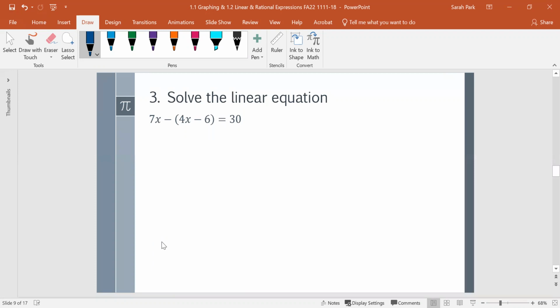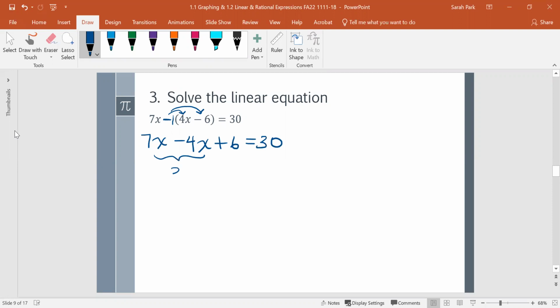This linear equation is 7x minus (4x minus 6) equals 30. When we have parentheses like this with a negative in front, sometimes it helps to think of it as a negative 1. We have to break the parentheses before we do anything else. So we distribute this negative 1 inside the parentheses. The 7x just comes down. Negative 1 times 4x is negative 4x. Negative 1 times negative 6 is positive 6, because a negative times a negative is positive. And we have equals 30.